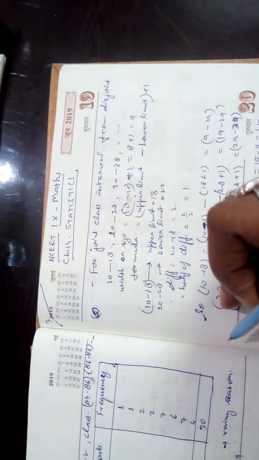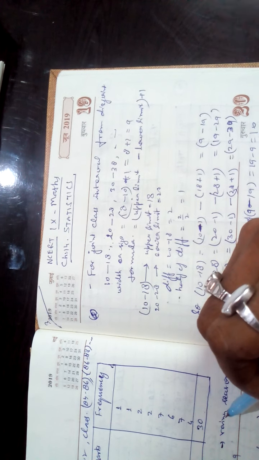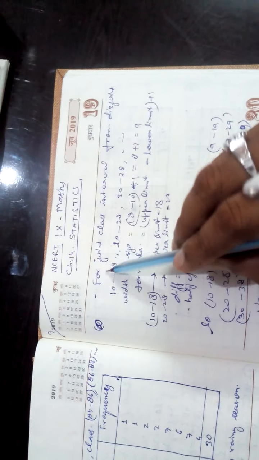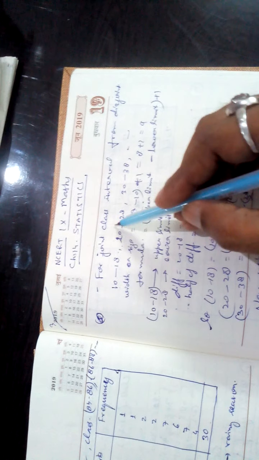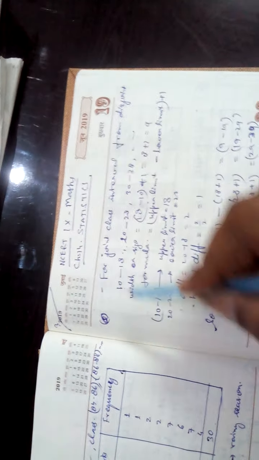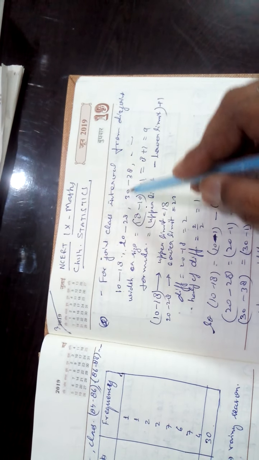In the previous two lectures I explained exercise 14.2 question number 4. In the previous lecture I showed you how to make a joint (continuous) class interval from a disjoint one. How will you make a joint class interval from disjoint? It is given as 10 to 18, 20 to 28, 30 to 38.